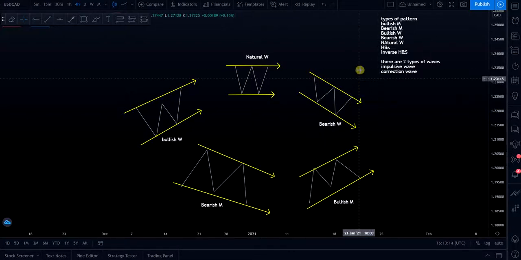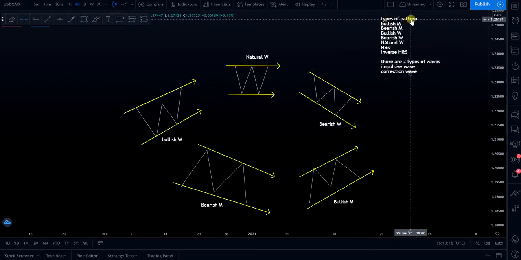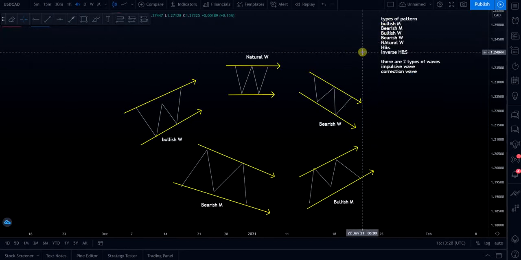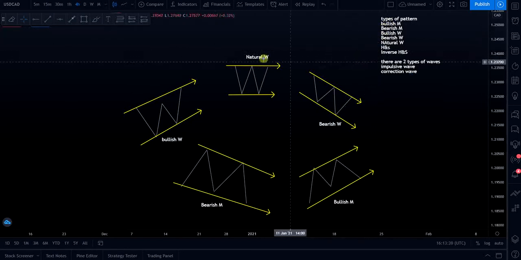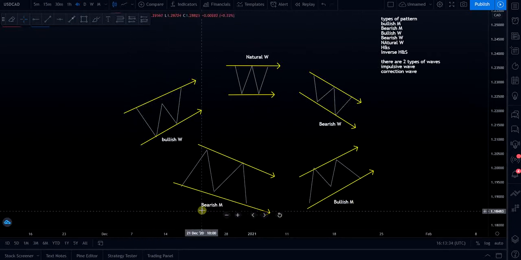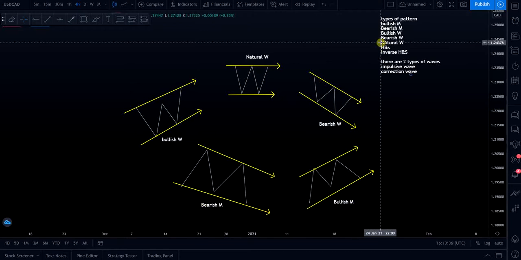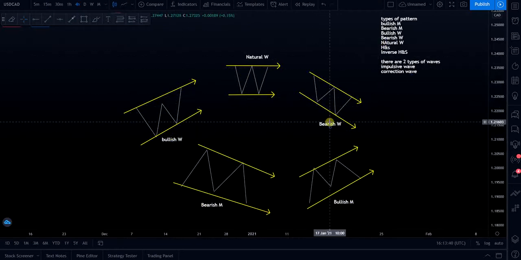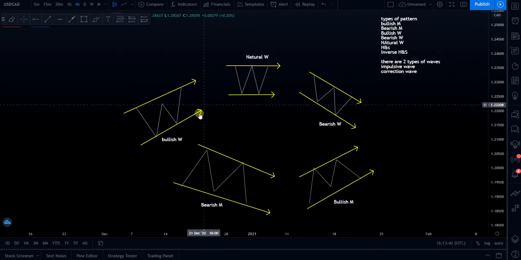In this video, we are going to learn about the types of patterns and the types of waves. First, we'll have a look at the types of patterns. There are a total of 3 types of patterns: AMP patterns, W patterns and HNS patterns. In AMP patterns, we have bullish AMP and bearish AMP. In W patterns, we have bullish W, bearish W and the natural W.